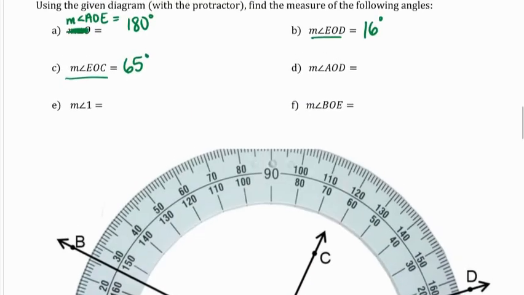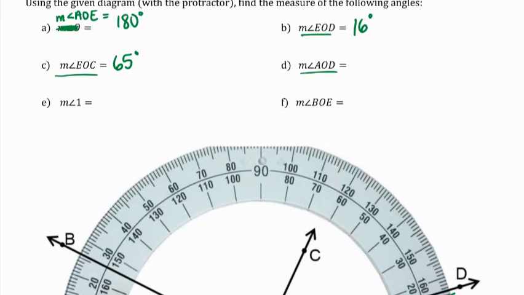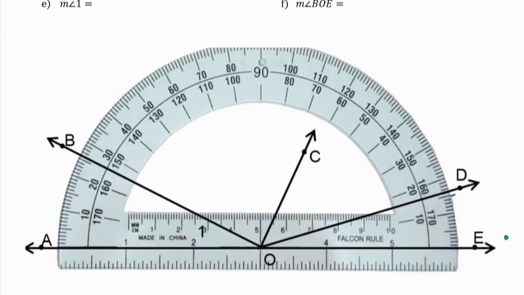Okay, so our next one is angle AOD. Notice we're starting at a different point this time. This time I want to start at A, which is over on this side, and then AOD is over here, right? So I'm going from this line A all the way over to this ray where our point D is. So I'm looking for the measure of that angle, right?